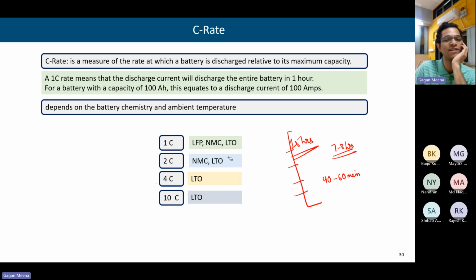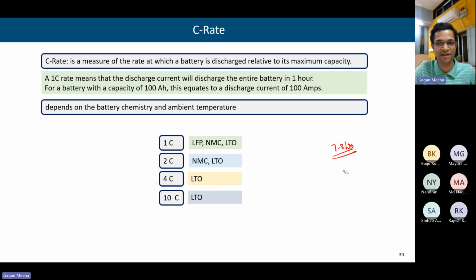If we are using LTO, up to 2C it can provide. NMC also can provide that. So these batteries are available, but 10C I don't think is available right now. LTO is there, but 10C is not available. Even up to 6C, we are talking about in future being able to charge the vehicles within 10 minutes, just as we fill our diesel or petrol tanks in the vehicles.